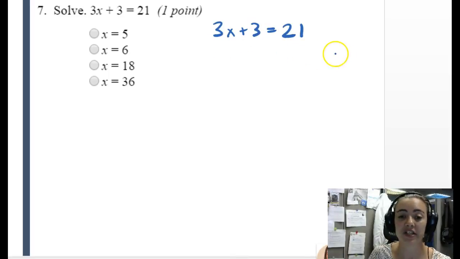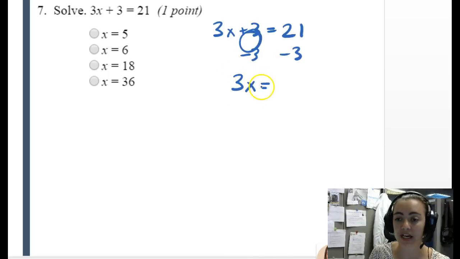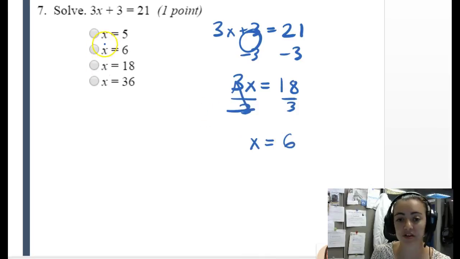Now to continue solving number 7, again, we're going to isolate the variable. So we're going to do the inverse of adding 3, which is subtracting 3. 3 minus 3 is 0. So we have 3x is equal to 21 minus 3. So 21 minus 3 is 18. 3 times x is equal to 18, so the inverse would be dividing by 3. 3 divided by 3 is 1, so x is equal to 6, which is the second option.